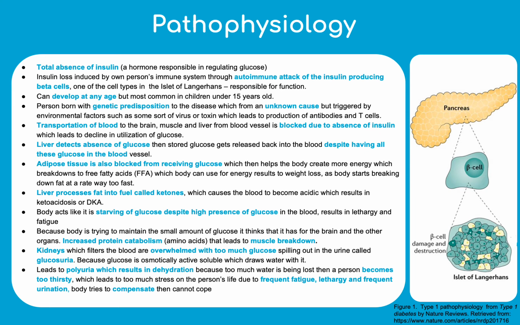for producing the insulin. So because there's an absence in insulin, glucose begins to remain in the blood since there is no breakdown occurring. And it begins to block blood vessels as it quickly becomes more viscous and transportation to the brain, muscles, and liver become more difficult. And so the liver detects less glucose in the blood. So it begins to signal to release more glucose that it has stored in itself back into the blood, despite the fact that there's already a high concentration.